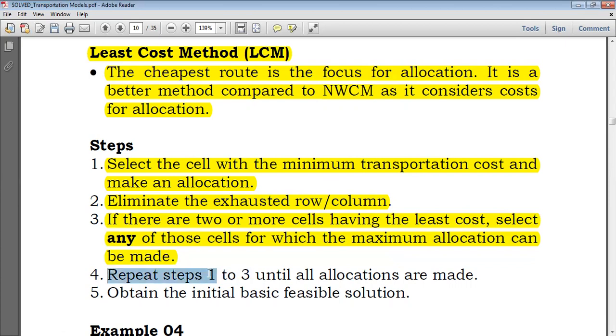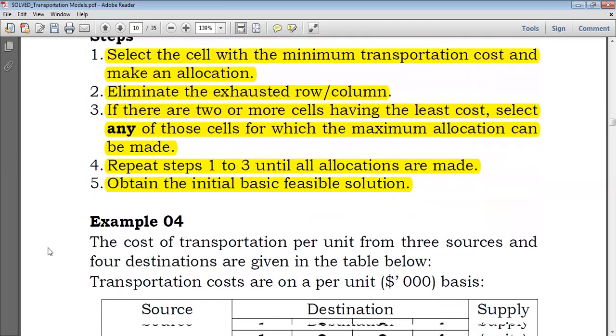And so here, repeat steps 1 to 3 until all allocations are made. So just like that, repeat until allocations are made. And after that, obtain the initial basic feasible solution. So let's just go and take a look at an example directly.